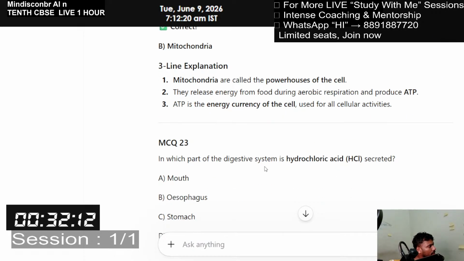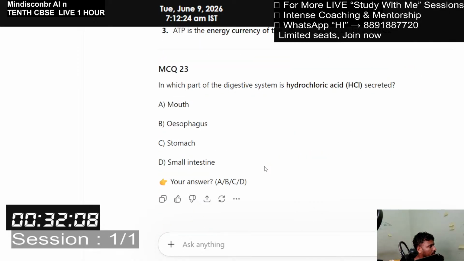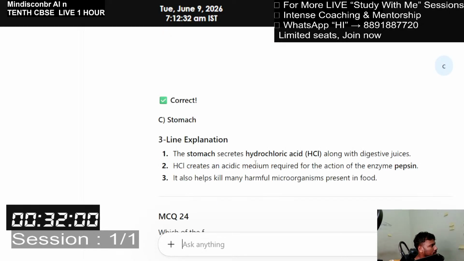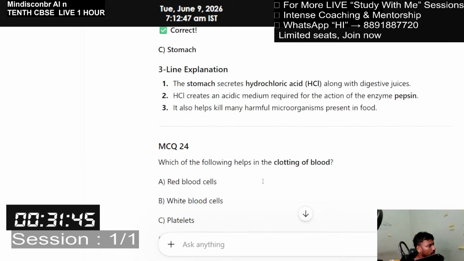In which part of the digestive system is hydrochloric acid, HCl, secreted? HCl is secreted in the stomach. The stomach secretes hydrochloric acid, HCl, along with the digestive juices. HCl creates an acidic medium required for the action of the enzyme pepsin. It also helps kill many harmful microorganisms present in food.